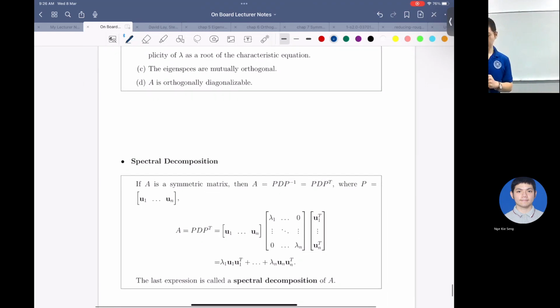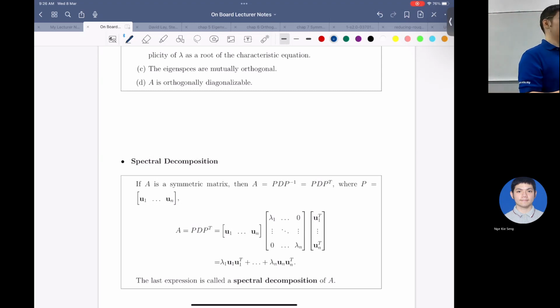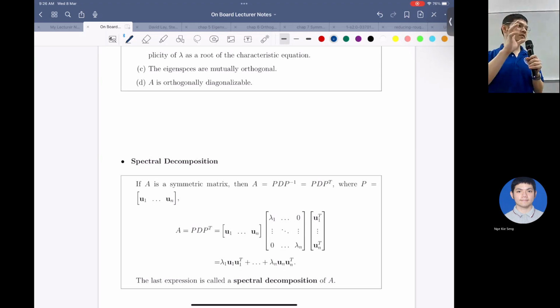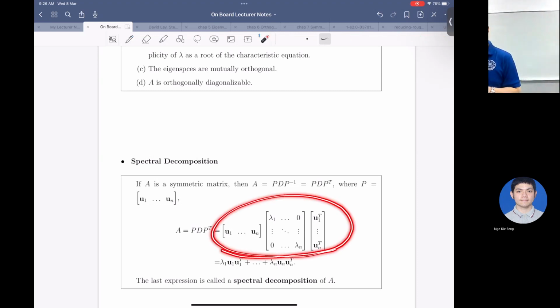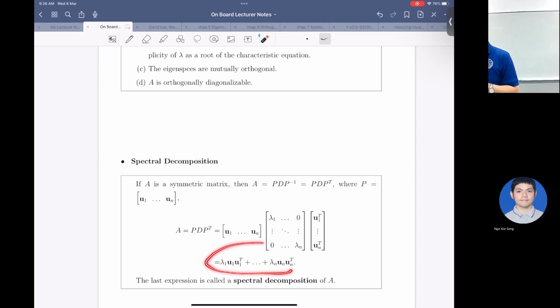The next part is spectral decomposition. If we write A as PDP inverse, what's the big deal? The big deal is that the inverse is the transpose of P. When you compute the matrix multiplication, you realize you are actually doing inner products. When you expand this matrix out, you will get lambda 1 u1 u1 transpose, and so on.